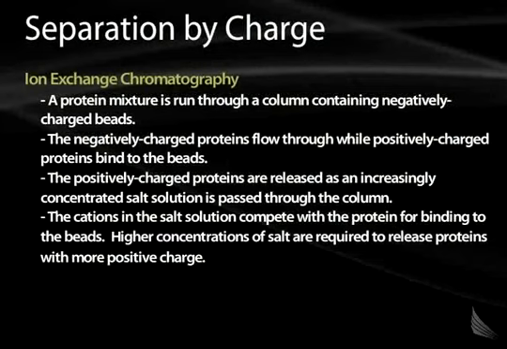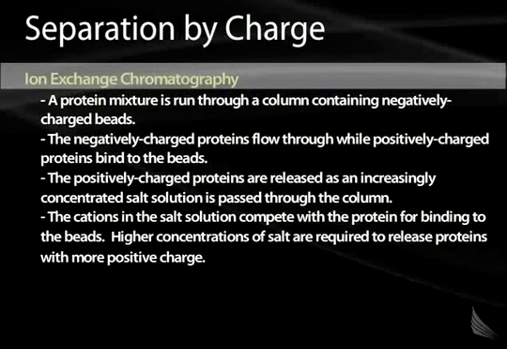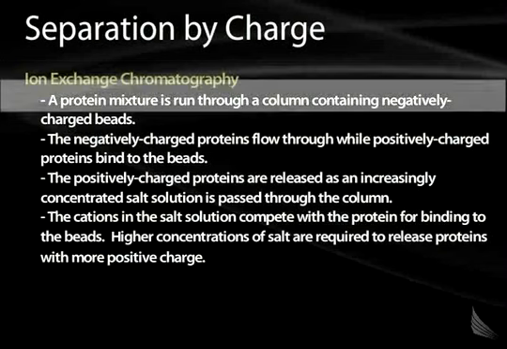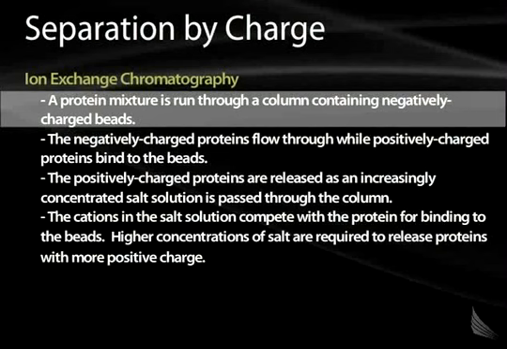Now, in addition to separating proteins by size, we can also separate them by charge. One of the ways that we do that is using ion exchange chromatography. Ion exchange chromatography is similar to gel filtration in that we run the protein mixture through a column. But instead of using the porous gelatinous beads like we did in gel filtration, we run the mixture through a column that contains negatively charged beads.